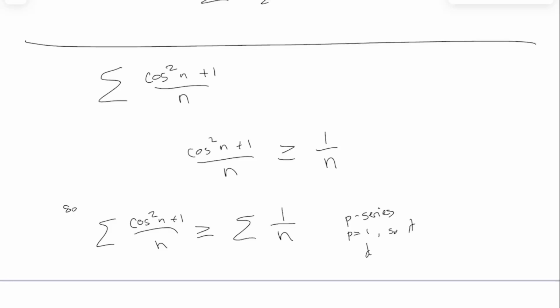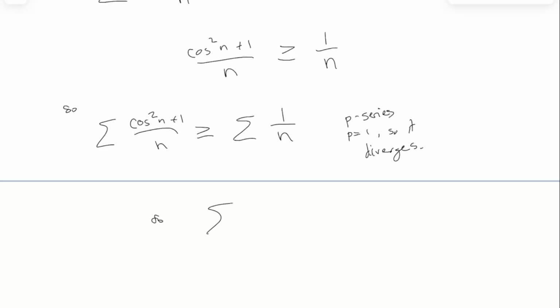So it diverges. And so what I started with is bigger than something that diverges, which means what I started with also diverges. Cosine squared n plus 1 over n diverges, because it's bigger than another one which diverges. Right. These are a little tricky in my opinion, just because this inequality step, it's not always obvious what you're supposed to be saying here. But hopefully they will work out.